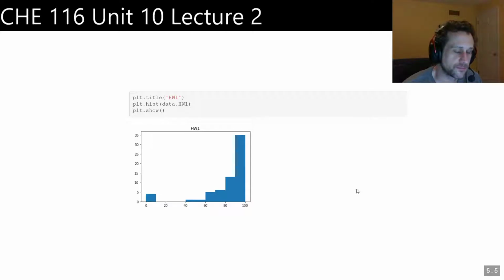So here's a histogram of the data. Remember, one of the first things we want to do if we're looking at data is actually plot it. That helps us know that the data is in the right units, that the data is meaningful, and that there are no errors in it.